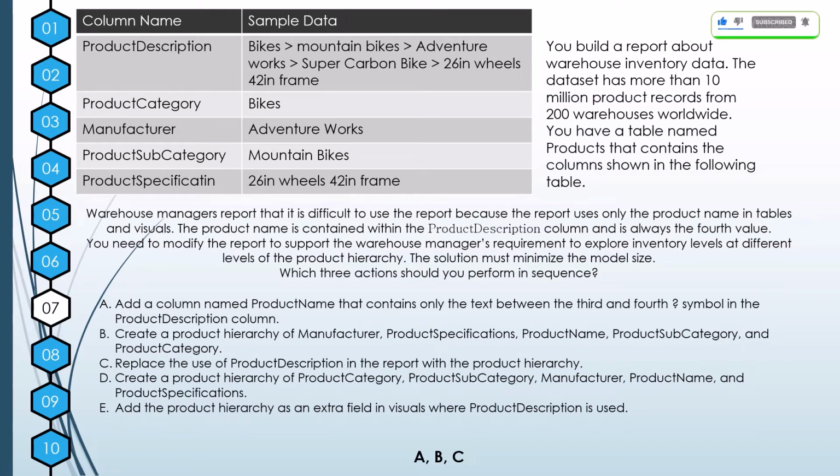You should perform the below actions in sequence. A. Add a column named product name that contains only the text between the 3rd and 4th symbol in the product description column. B. Create a product hierarchy of manufacturer, product specifications, product name, product subcategory, and product category. C. Replace the use of product description in the report with the product hierarchy.